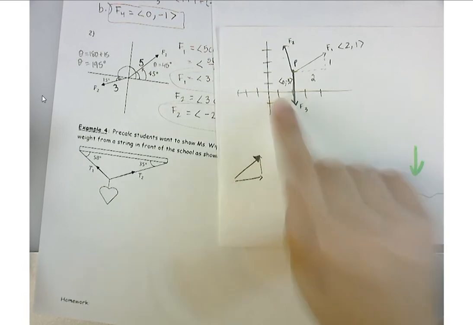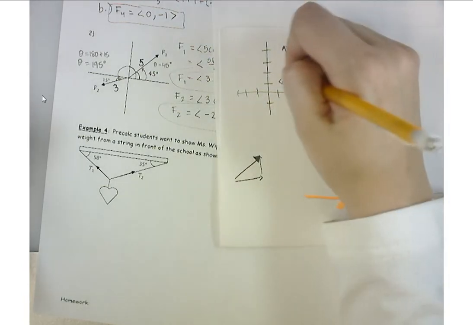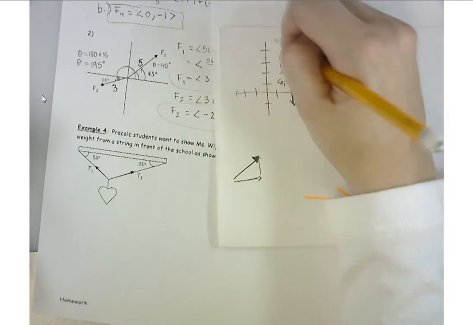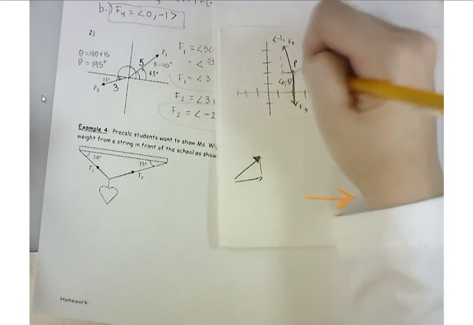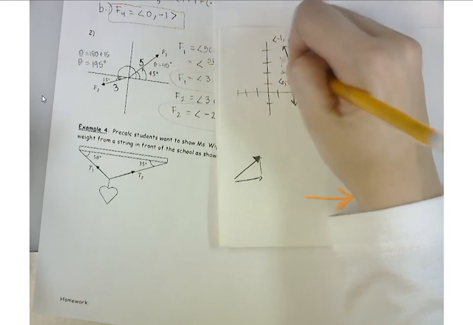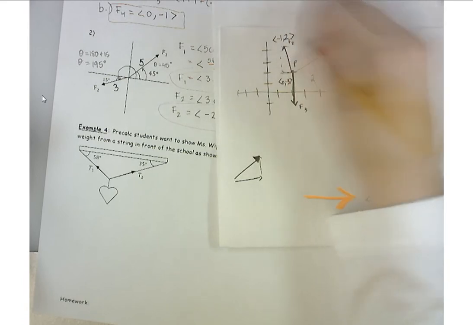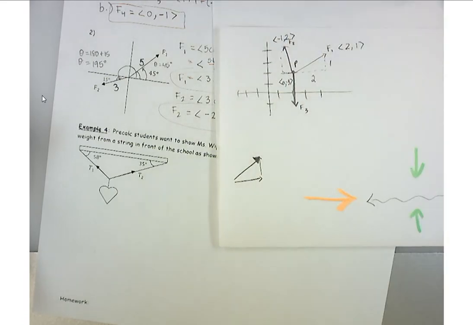Okay? From this point here, I'm going to the left 1. So this would be negative 1. And then I'm going up 1, 2. So it would be negative 1, 2. Okay? You guys remember that from a couple days ago? We actually drew them in the plane. That's going to be the same type of thing.